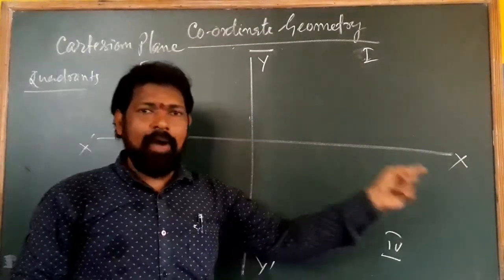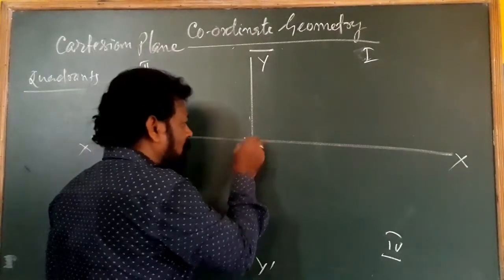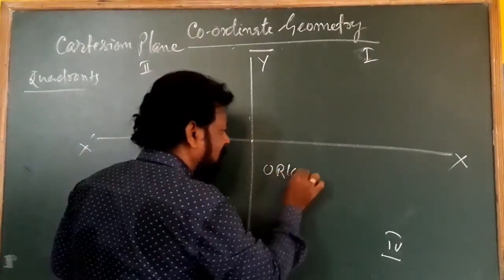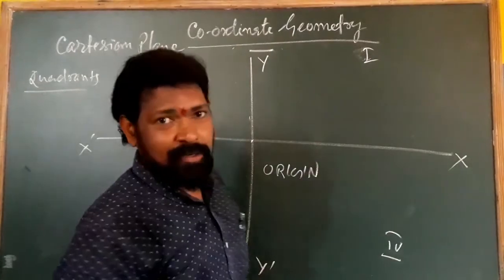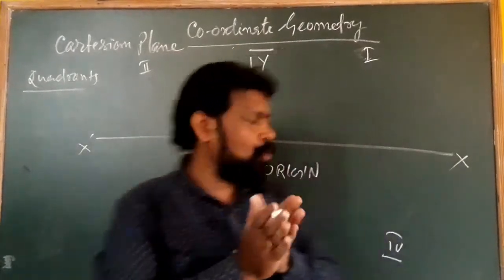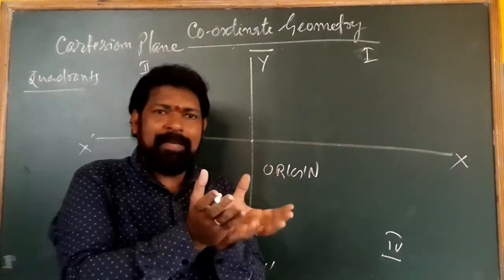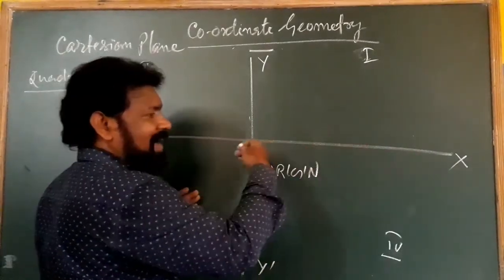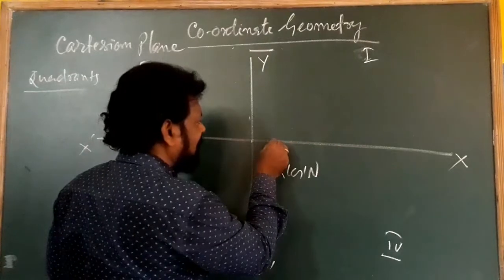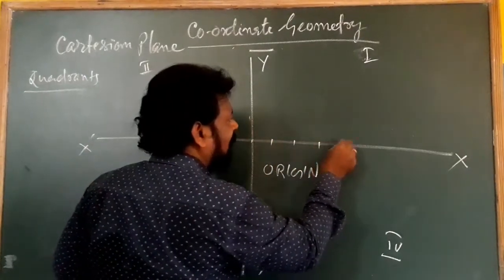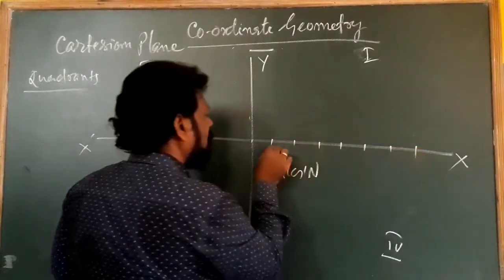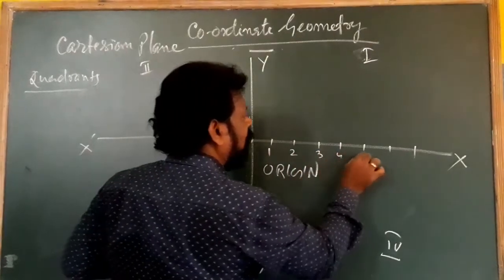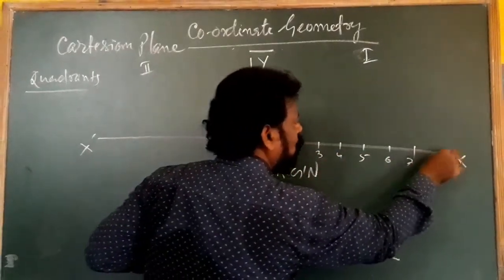And wherever these two axes meet, this particular point is called your origin. I mean to say, origin, like any address should be started from here. Origin is the beginning, and from this point of origin towards the right side of the x axis, let's take some equal intervals and mark them as the values 1, 2, 3, 4, 5, 6, 7 and so on.